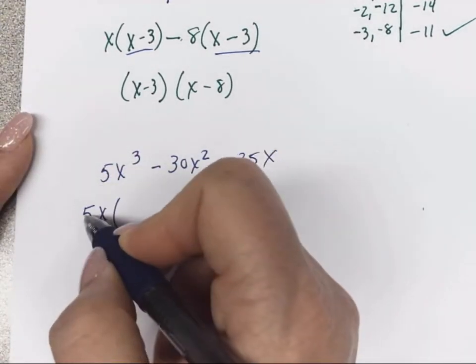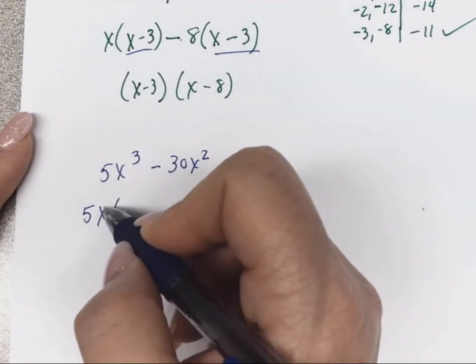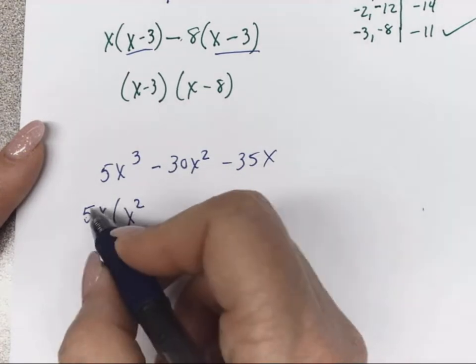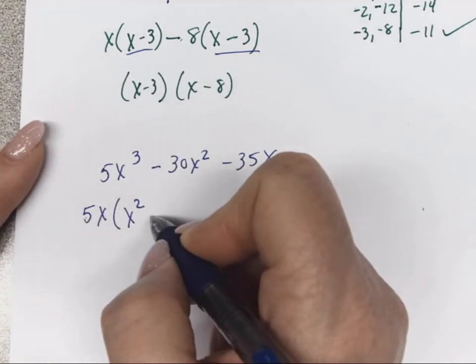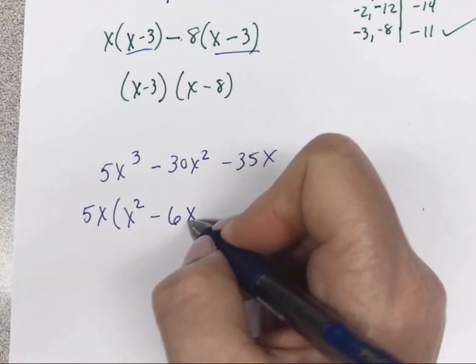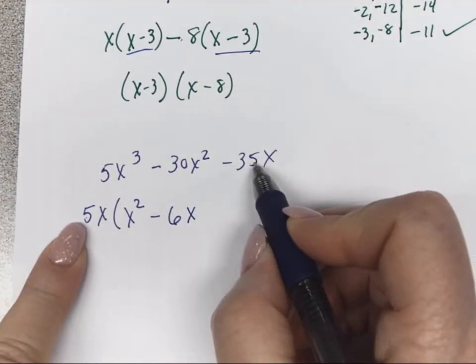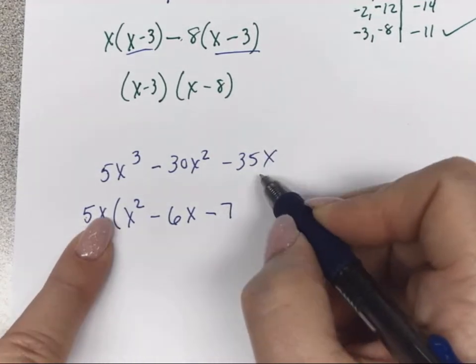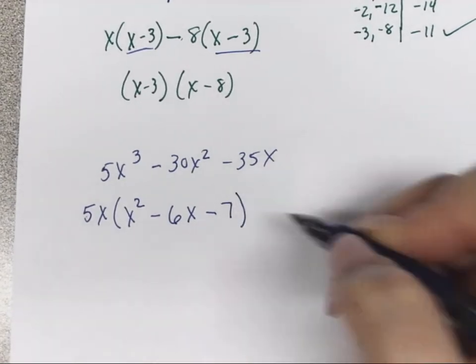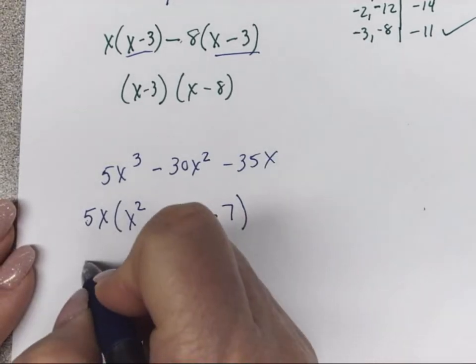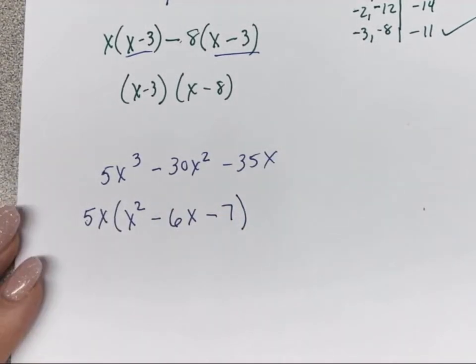So 5 divided by 5 will leave us with a 1. X cubed divided by x, that'll get me x squared. Negative 30 divided by 5 will get me a negative 6. X squared divided by x will get me an x. Negative 35 divided by 5 will get me a negative 7. And the x's will cancel out. So now I'm factoring this part right here. Now understand, you have to keep that 5x coming on down.